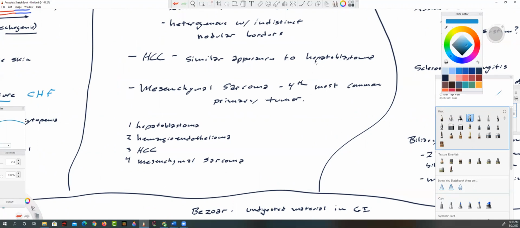So very young, it's probably hepatoblastoma. Older child, it's probably HCC, and HCC is oftentimes associated with long-term cirrhosis, hepatitis, that kind of stuff. So that could help us determine what it is. Of course, a needle biopsy is really the only way to know for sure.